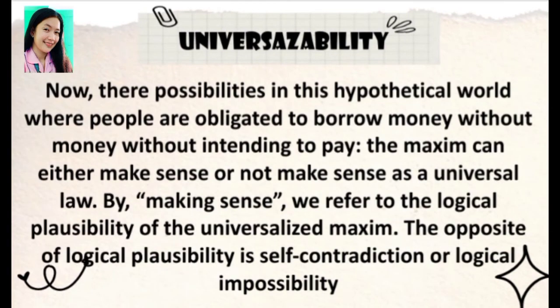Now, there are possibilities in this hypothetical world where people are obligated to borrow money without intending to pay. The maxim can either make sense or not make sense as a universal law. By making sense, we refer to the logical plausibility of the universalized maxim. The opposite of logical plausibility is self-contradiction or logical impossibility. So, there are two ways to understand universal law according to Kant: consistent with itself and contradicting itself. What do these two mean?